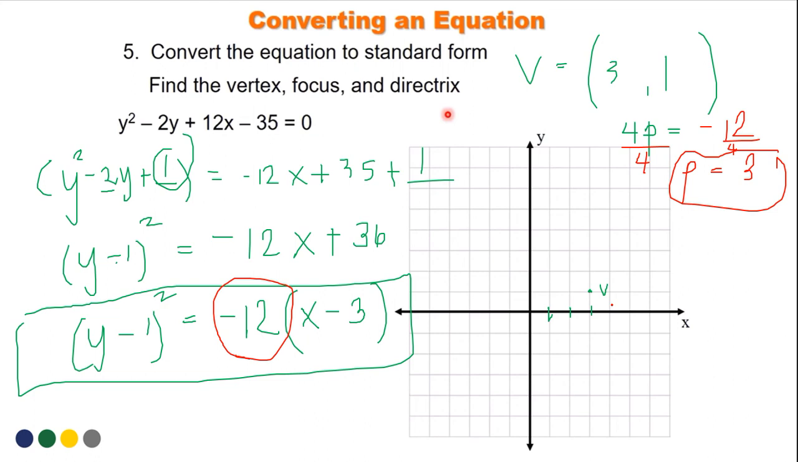So what is the opening of the graph? The exponent is on the y variable and we have the negative. Now, what is the opening of the graph? Is it right or left?